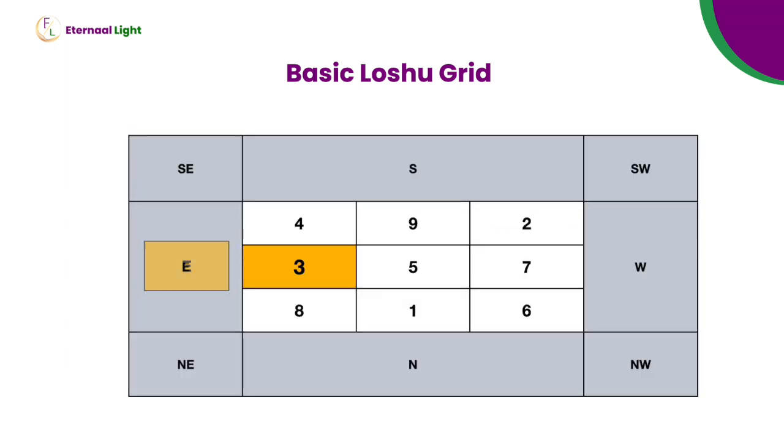Direction of each number. Here you see 4 represents southeast, 3 represents east, 8 represents northeast, 1 is north, 6 is northwest, 7 is west, 2 is southwest, 9 is south, and 5 is the center. So this is an important piece of information for you to know which number represents which direction.